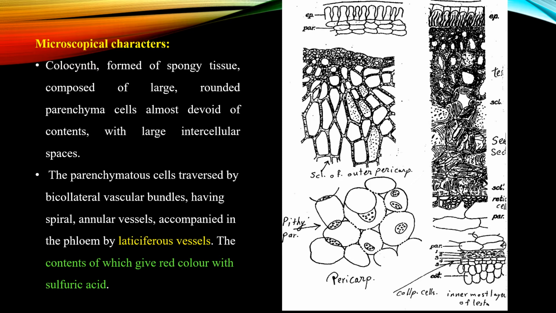In the phloem region, there are lactiferous vessels which are stained red with sulfuric acid. But when removing the outer part, we can see only the parenchyma cells with the intercellular spaces and bicollateral vascular bundles containing the lactiferous vessels. Photograph of the entire fruit with epicarp and supporting sclerites, and this is a photograph of the mesocarp with parenchyma cells.